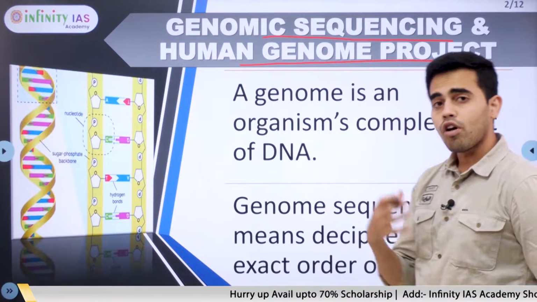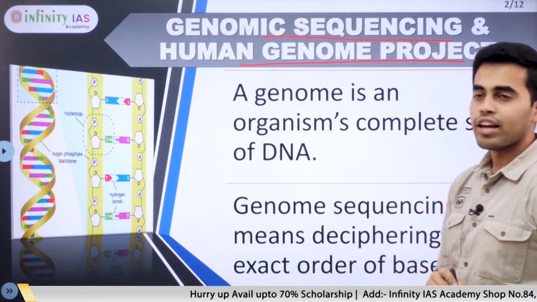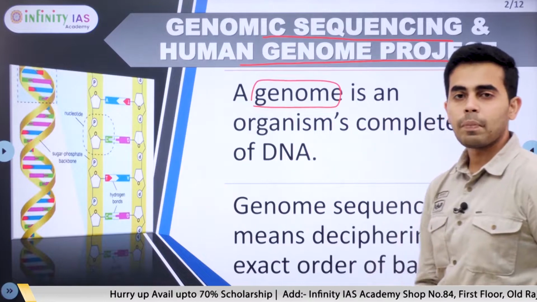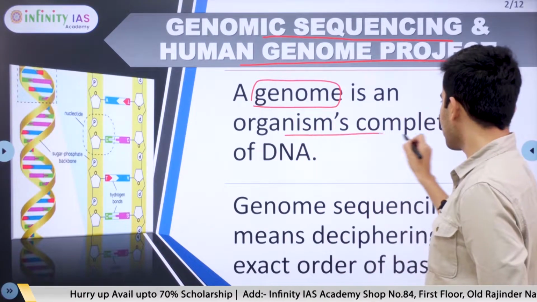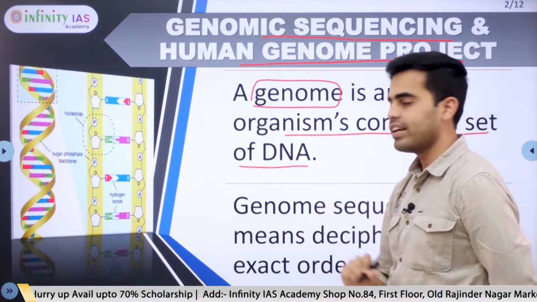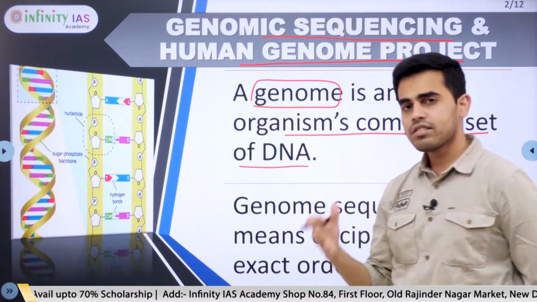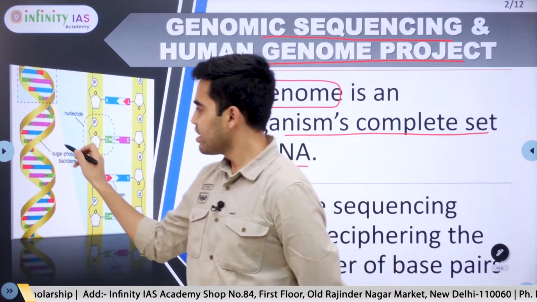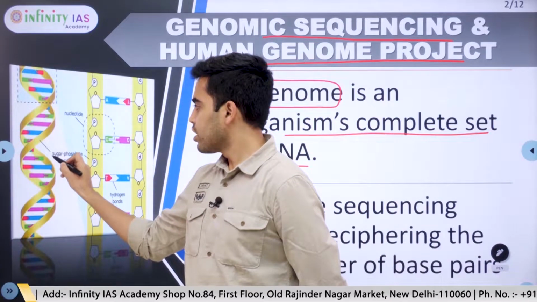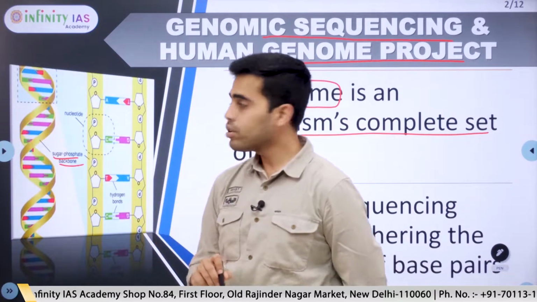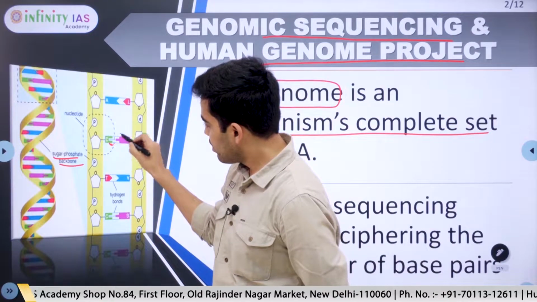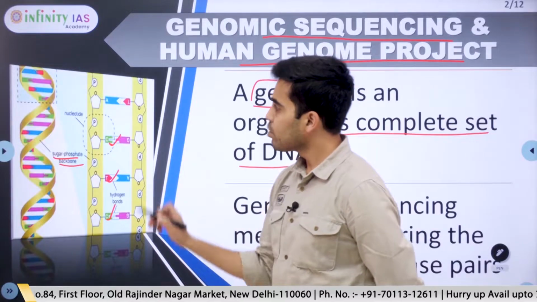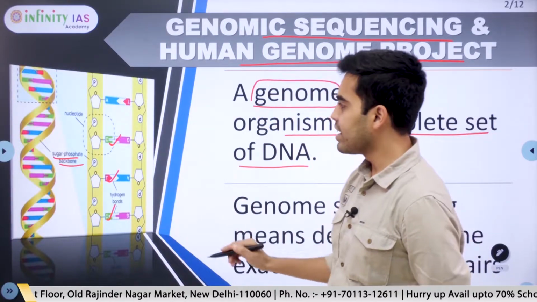Before looking into what is genomic sequencing, we need to understand what a genome is. A genome is an organism's complete set of DNA. So what is DNA made up of? Here we can see DNA is made up of a sugar phosphate backbone and nitrogen bases. So this is the structure of the DNA.